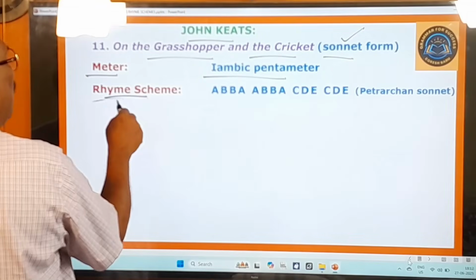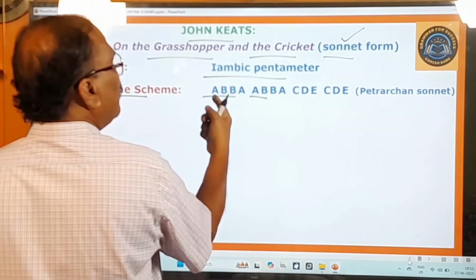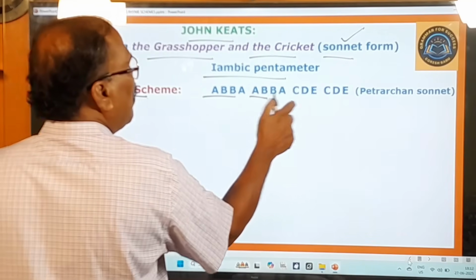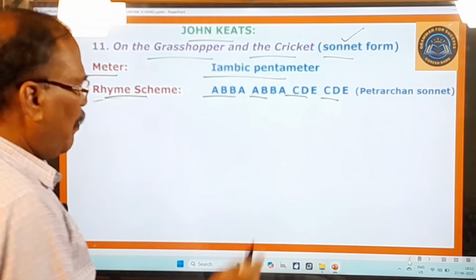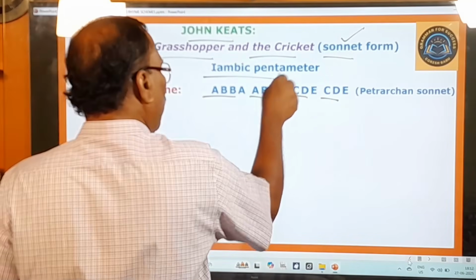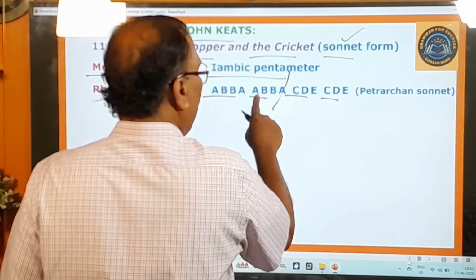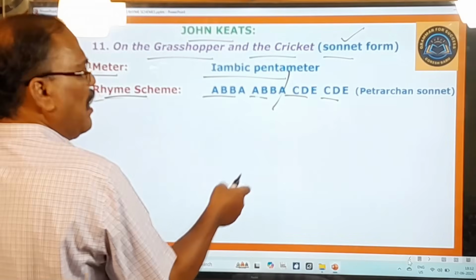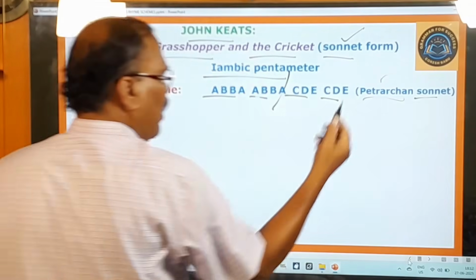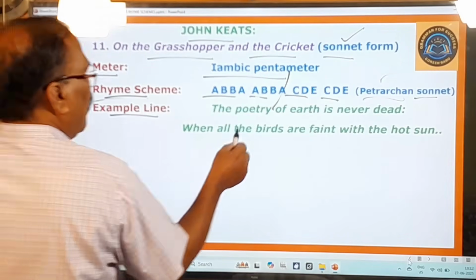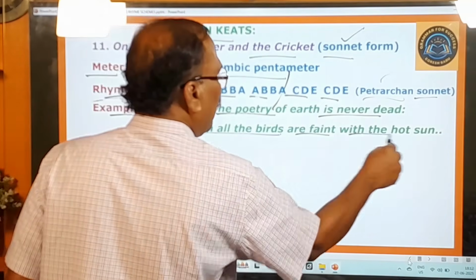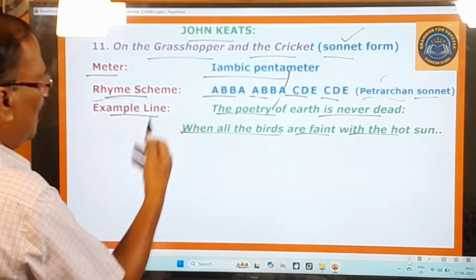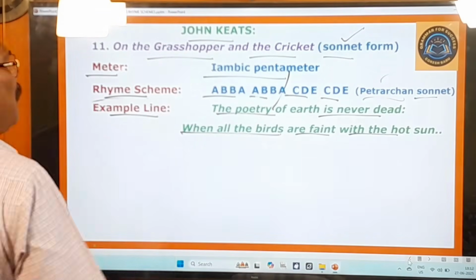What is the rhyme scheme of this? A B B A A B B A, because it's a Petrarchan sonnet. A B B A A B B A, C D C D C D, or earlier C D E, something you have seen. Please check that. A B B A A B B A is quite common, and then C D E. 8 plus 6, that is 14 lines. It is a Petrarchan sonnet. And one example is given here: The poetry of earth is never dead, when all the birds are faint with the hot sun. Two lines are taken from this beautiful poem.